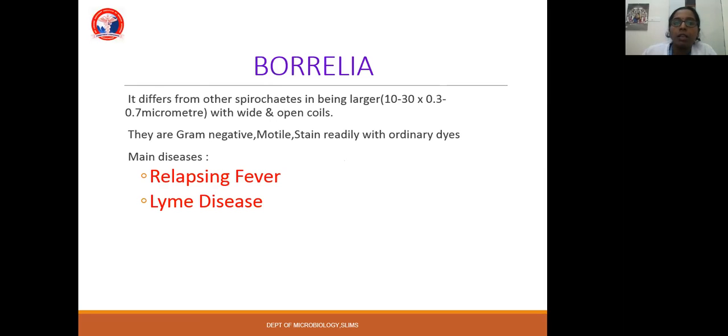So now we'll be seeing about Borrelia. It differs from other spirochetes by being larger and wider, and it has open coils. They are gram-negative and motile, and they stain readily since they are much larger. It causes relapsing fever and Lyme disease.